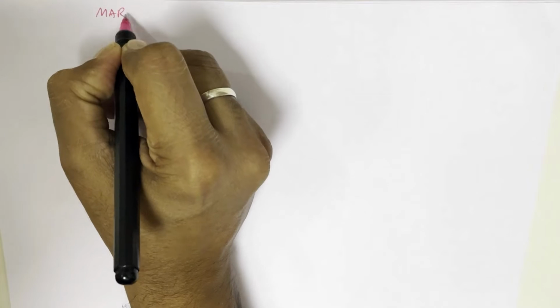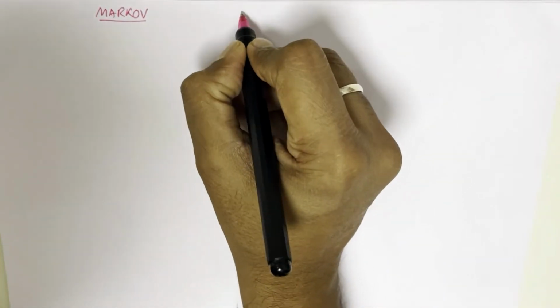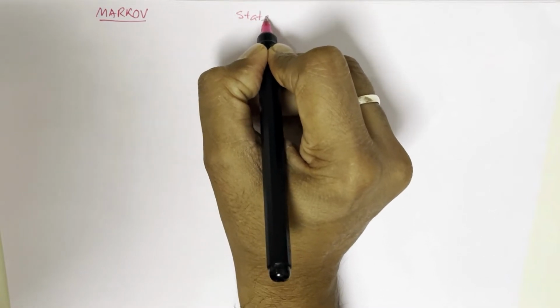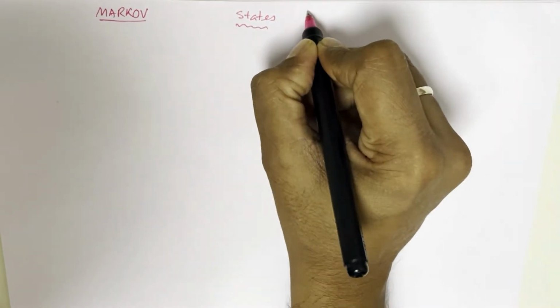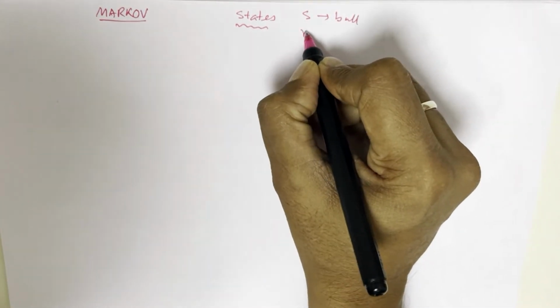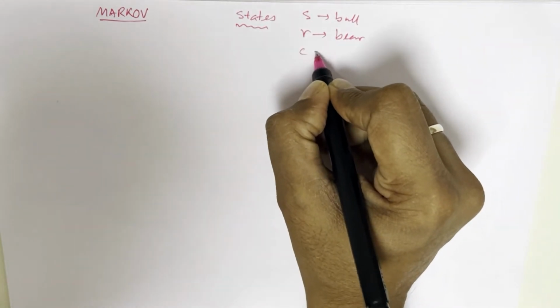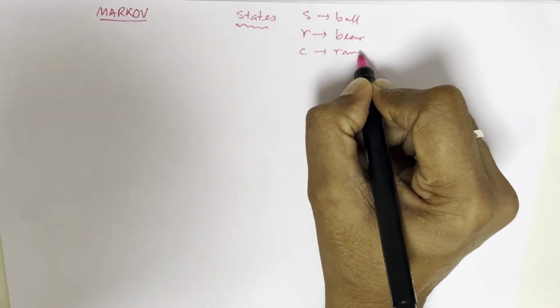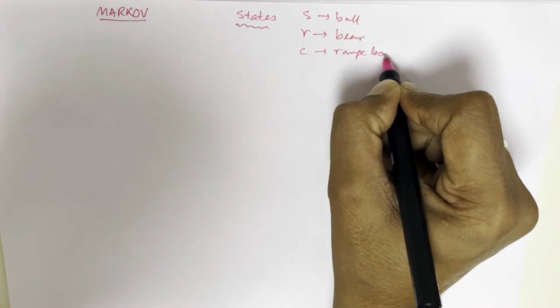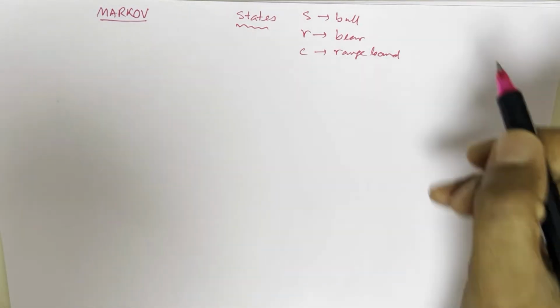Another concept in Markov is that there are states. So let's define the states. Let's define one state S, which is called bull. If it is bull, we will represent it by S. If it is bear, we will represent it by R. And if it is range bound, we represent it by C. So we just named three states here, and we are going to construct a transition matrix of states.